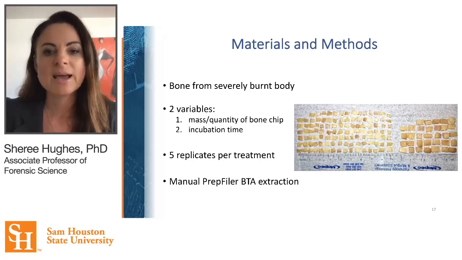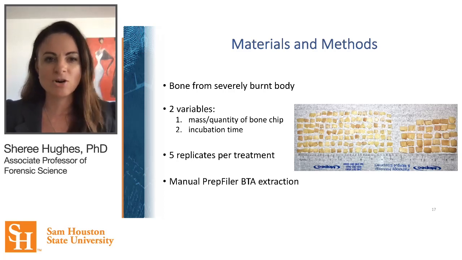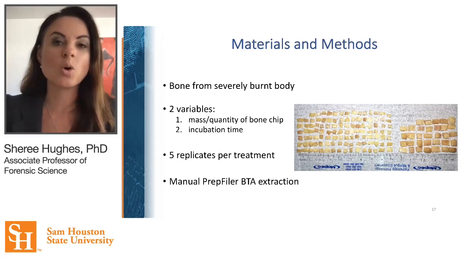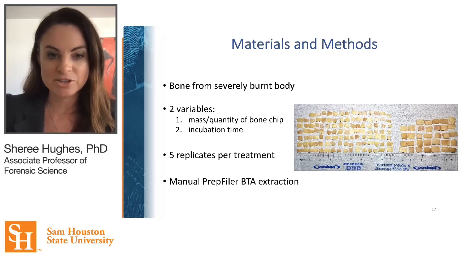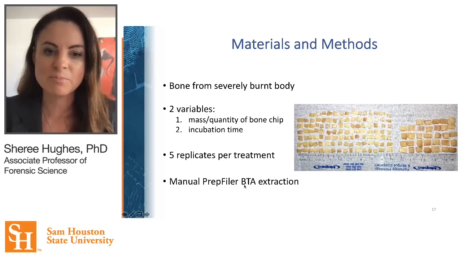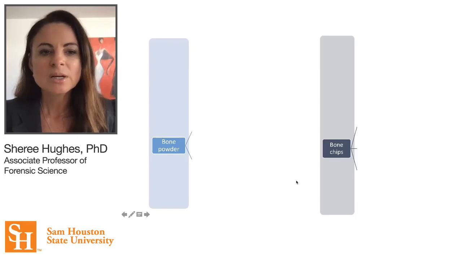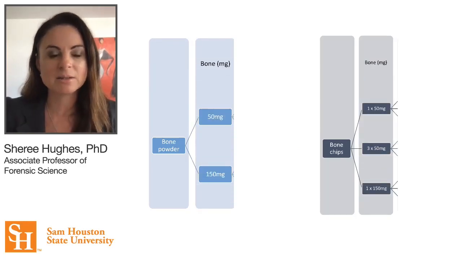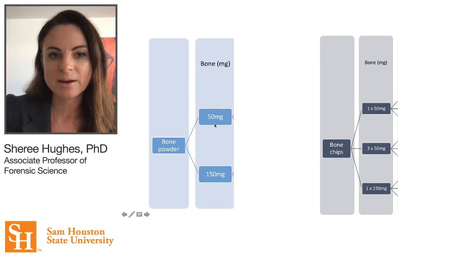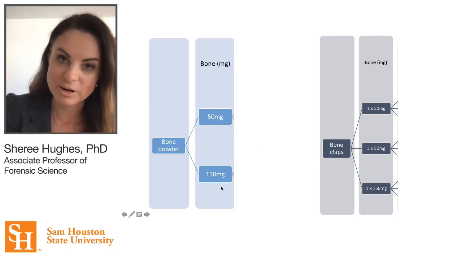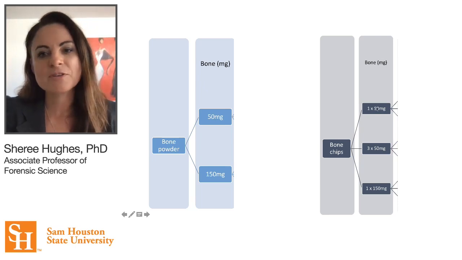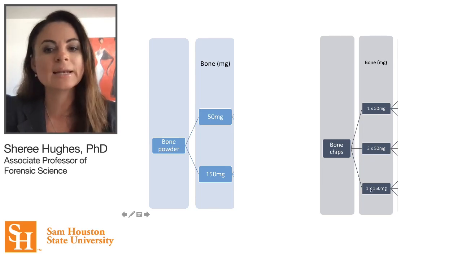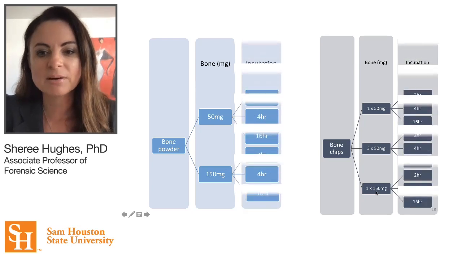So we took a bone from a badly burnt body, sanded and processed it down, and then we looked at a different combination of different size chips and the quantity of chips, and then that incubation time, and coupled that with our prep filer BTA extraction. So we had our bone powder and our bone chips, we mirrored the amount. So we had 50 milligrams of bone powder, and we also had 150 milligrams of bone powder. We also had 50 milligram bone chips, so 1 for the 50 milligram, 3 to make up the 150 milligrams, and then 1 large 150 milligram chip.